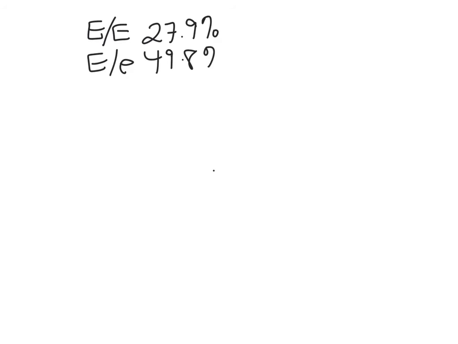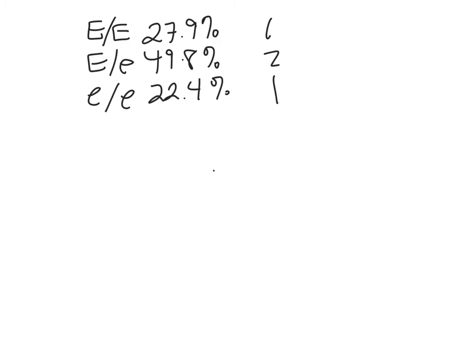So that you don't have to do those calculations for yourselves, I've got them right here. So the big E over big E, 27.9%. Big E over little e, 49.8%. Little e over little e. What sort of ratio does this look like? It looks kind of like, it's almost like a 1 to 2 to 1 ratio.